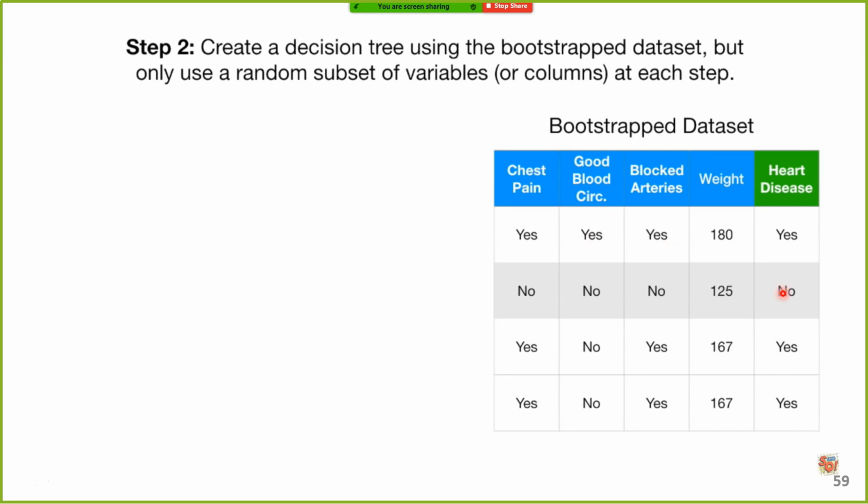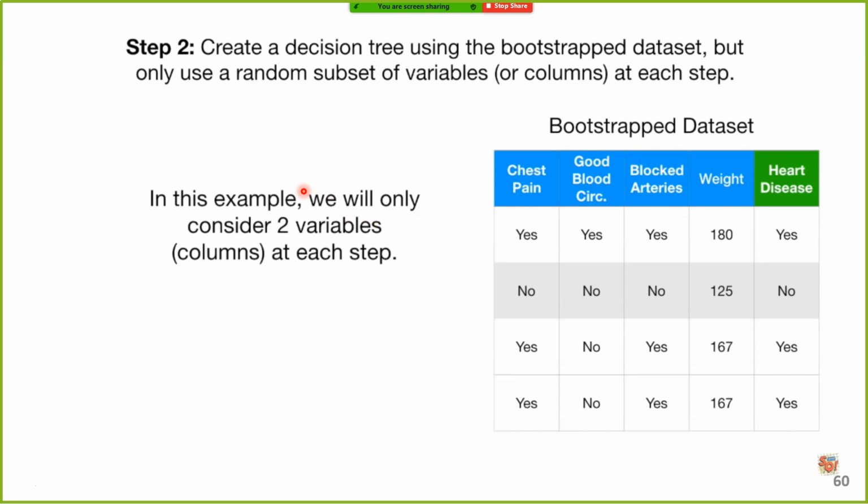So once we have that bootstrap data set, we will create a decision tree using this bootstrap data set, but using only a random subset of variables or columns at each step. So earlier we were looking at all those 4 features to decide which one we should use as a root node or which one we should use as a next decision node. Now, in this example, we will only consider 2 variables or 2 columns at each step.